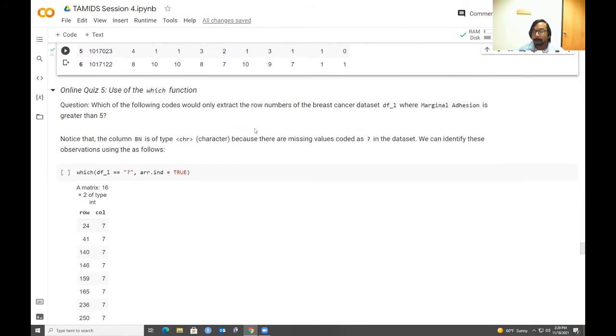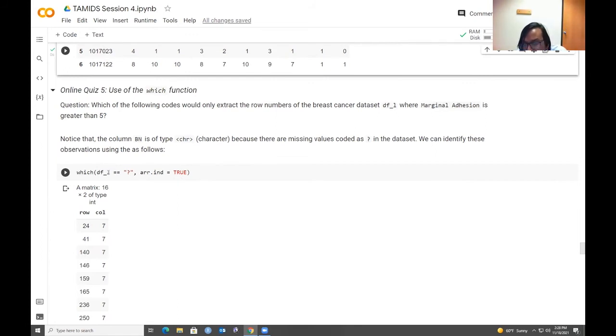Notice that the column BN is of type character because there are missing values coded as question mark. So let us once again use the which function, but a little bit differently, to see which of the positions in the data set have missing values which have been coded as question mark. So I use which(df_L == "?", arr.ind = TRUE). What does this function do?